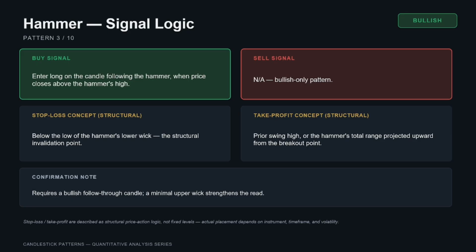Stop loss concept: below the low of the hammer's lower wick, the structural invalidation point. Take profit concept: prior swing high or the hammer's total range projected upward. Confirmation note: requires a bullish follow-through candle. Minimal upper wick strengthens the read.